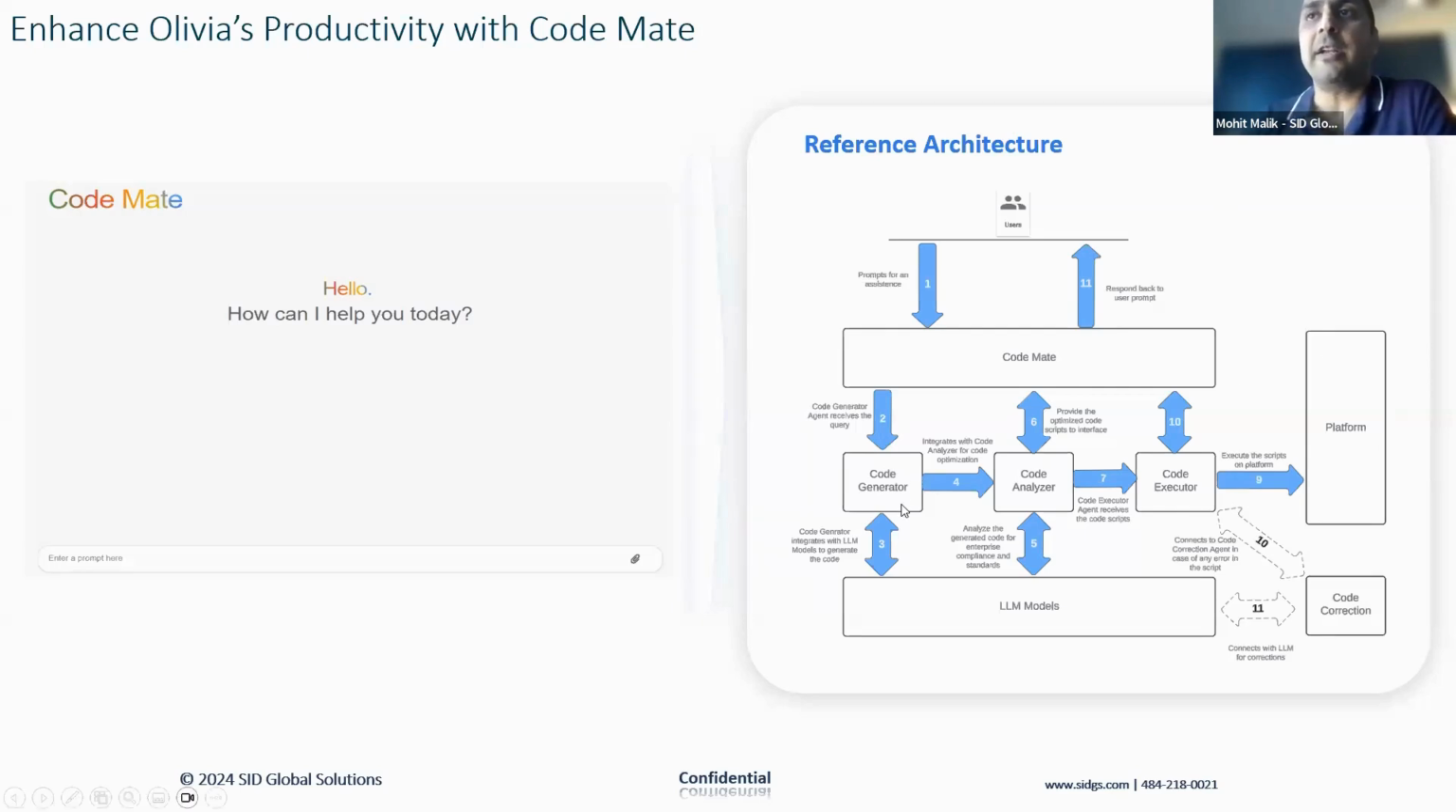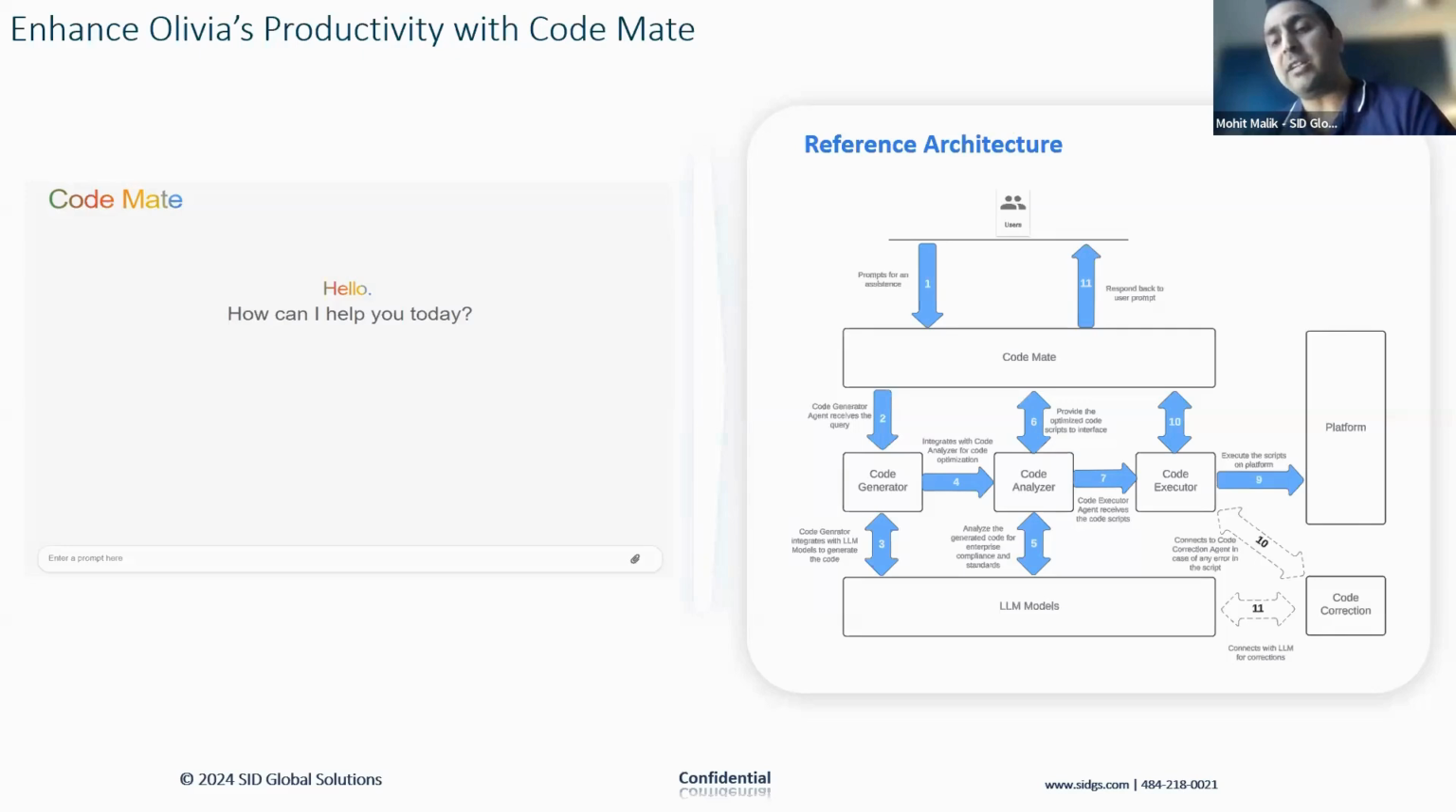Starting from the code generator. The code generator is our agent, which takes the input from the user and is integrated with LLM models. And when I say LLM models, the framework can be integrated with any LLM model available. It can be integrated with Google Gemini, or AWS Code Whisperer, or Microsoft Codex, which is used by Copilot, or any open source model like Llama or anything that you want, based on the enterprise requirements.